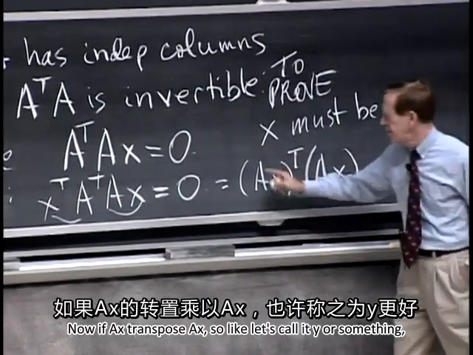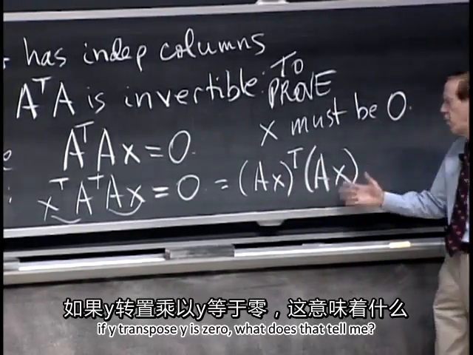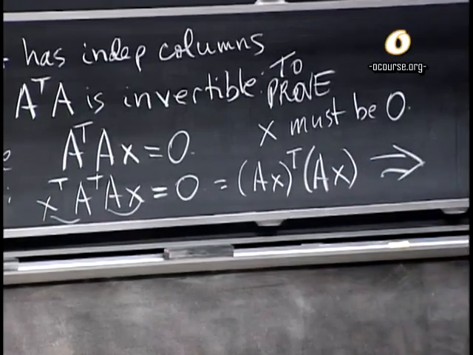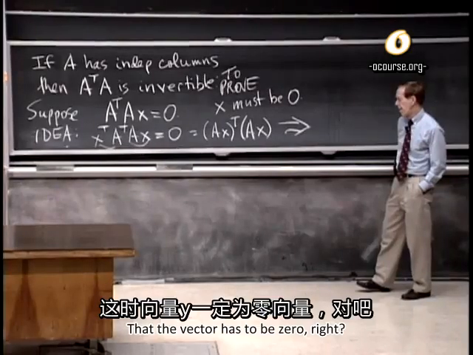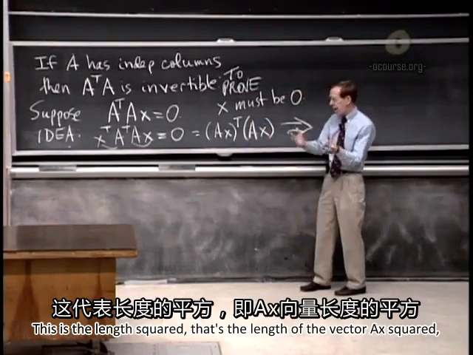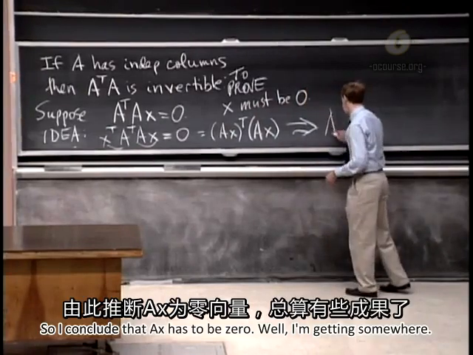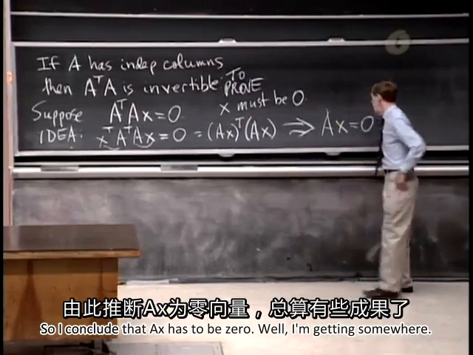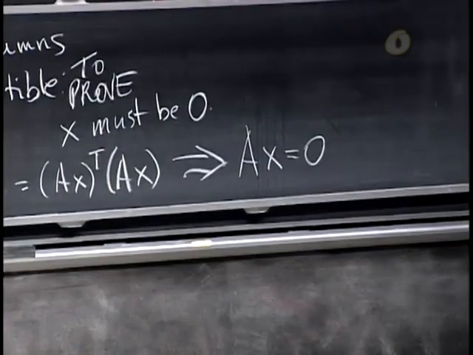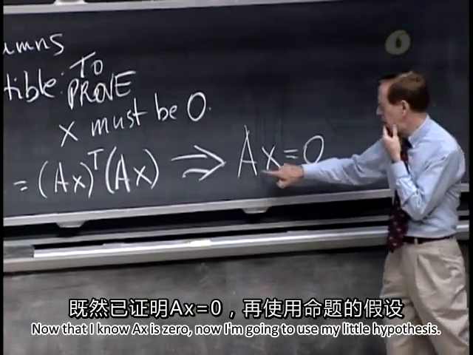Now, if Ax transpose Ax, so let's call it y, if y transpose y is 0, what does that tell me? That the vector has to be 0, right? This is the length squared. That's the length of the vector Ax squared. That's Ax times Ax. So I conclude that Ax has to be 0. Well, I'm getting somewhere.